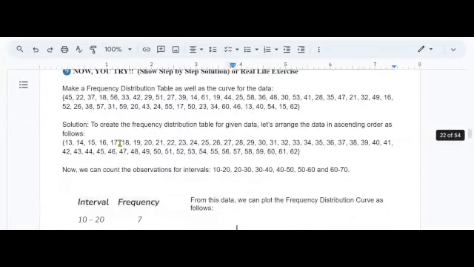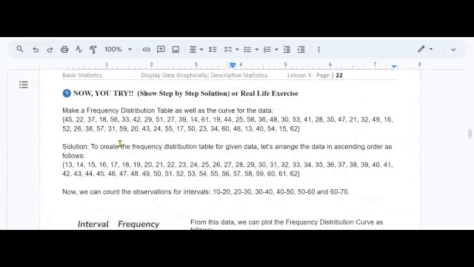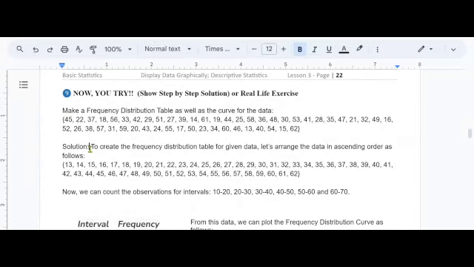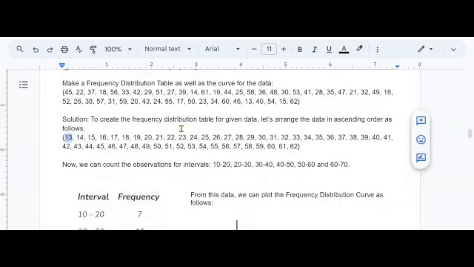Let's take a look at one of the examples here. Make a frequency distribution table as well as the curve of the data. So he's giving you a set of data here. To create a frequency distribution table for the given data, let's arrange the data in ascending order. What does ascending order mean, Nagla? From smallest to largest. So we start with 13. And you end up with what?